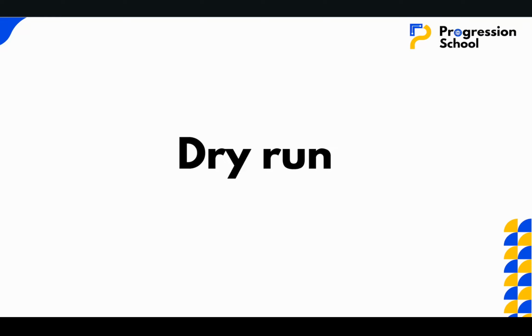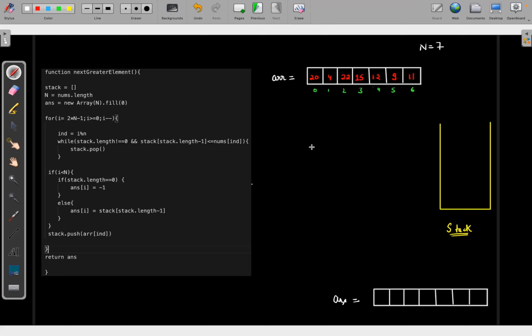In this video, we will see the dry run of the code. Now let's quickly check the dry run of this code. So I have mentioned a completely new array, of different types, so that we can understand it much better. This is my array. These are my indexes. The size of n is 7.